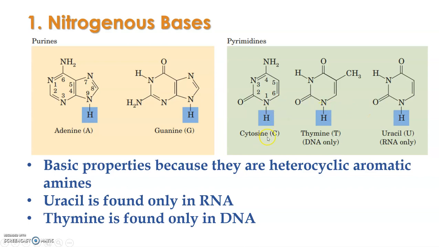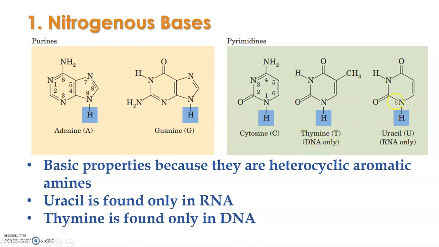And you have cytosine, thymine, and uracil. So your cytosine has this NH2 instead of this carbonyl for your thymine and uracil. While all of the pyrimidines have this carbonyl group at position 2 of that ring. Cytosine can be found in DNA and RNA, while the unique pyrimidine for RNA is uracil, while thymine is for DNA only.